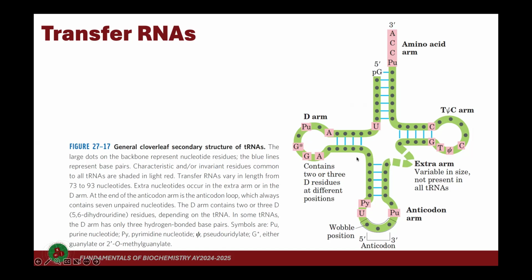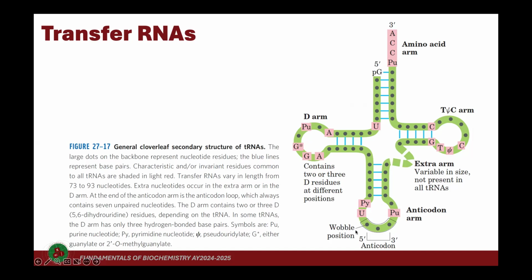As mentioned, there are other nitrogenous bases used in tRNAs, like the inosinate that we just encountered. The D here also uses a different nitrogenous base. D stands for dihydrouridine, and the psi stands for pseudouridylate. Then we have the general ones: Py or Pu stands for pyrimidine or purine. So it's general; it can be any pyrimidine or any purine that you will find in these locations.